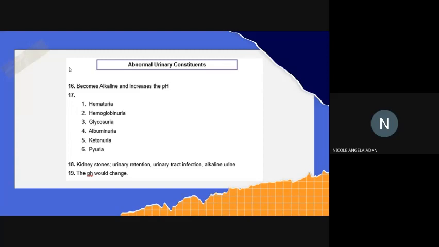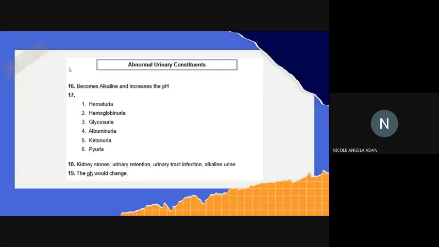Number 17. Several specific terms have been used to indicate the presence of abnormal urine constituents. Identify which urine abnormalities listed in column A might be caused by each of the conditions listed in column B. We have hematuria for blood in the urine, hemoglobinuria for hemolytic anemia, glycosuria for eating a 5 lb box of candy in one sitting, albuminuria for pregnancy, ketonuria for starvation, and pyuria for urinary tract infection.